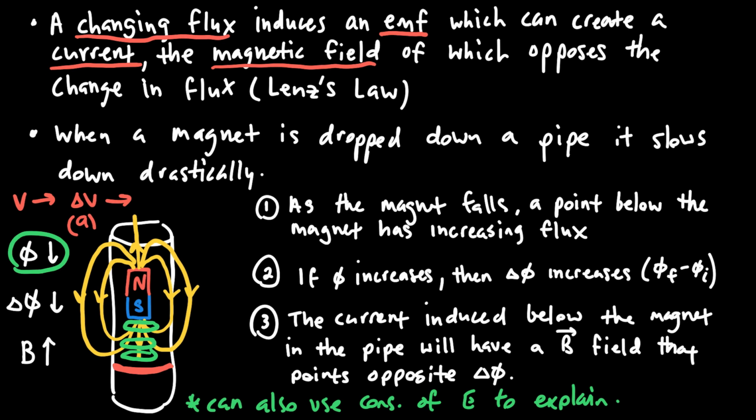So in this case of the magnet in the pipe, the flux is increasing at that red line. And if the flux is increasing, then the change in the flux has to point in the same direction as the flux.